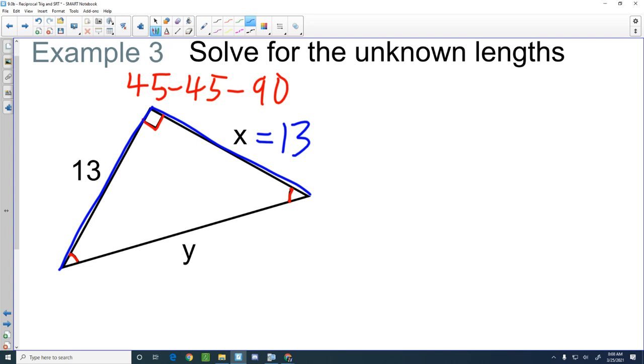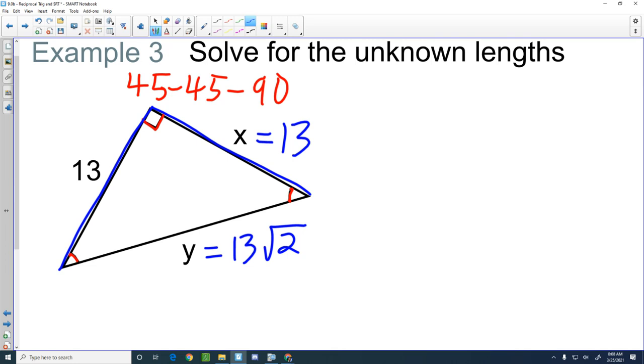That's why it's nice to know these. Finally, Y is the hypotenuse. And if you recall, the hypotenuse on a 45, 45, 90 is just that same short leg length, 13 times the square root of what? Of 2. That's right.